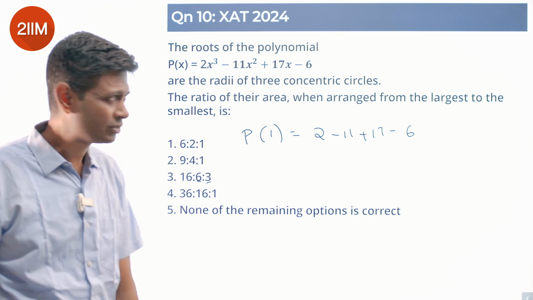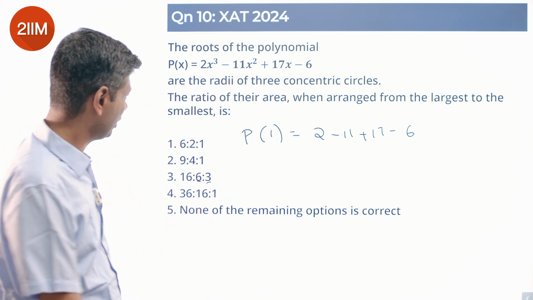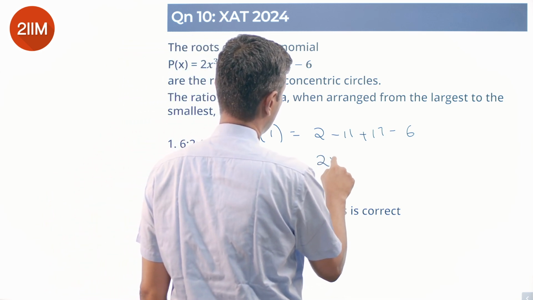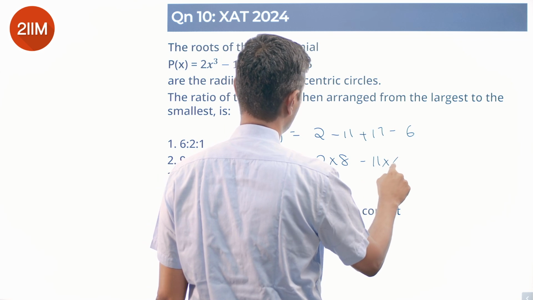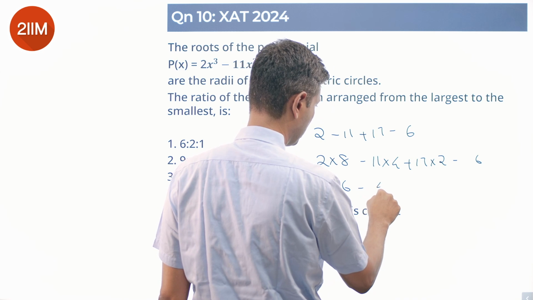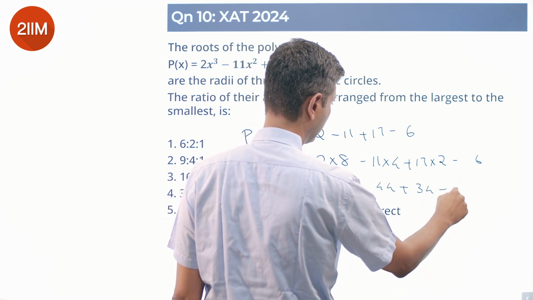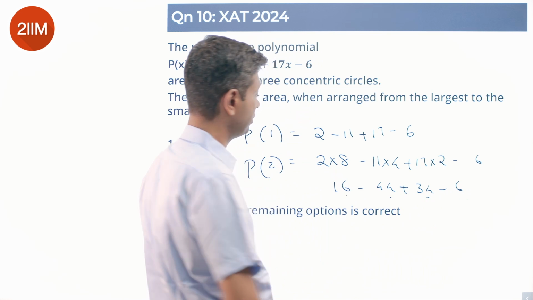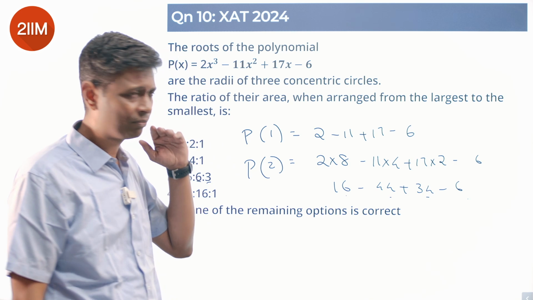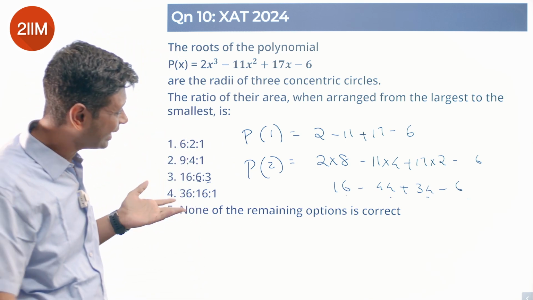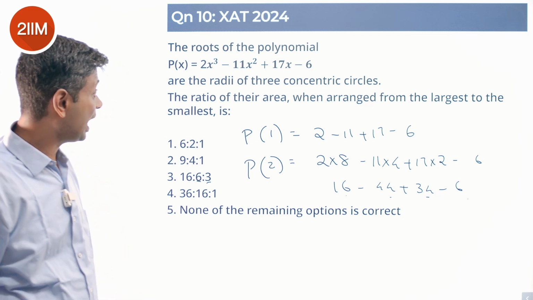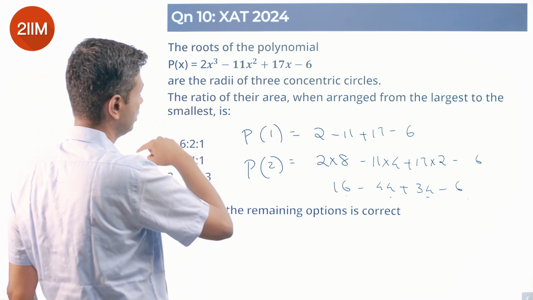I'm going to try 2. 0 doesn't work very clearly. 2 will try. What is P of 2? 2 into 8 minus 11 into 4 plus 17 into 2 minus 6. 16 minus 44 plus 34 minus 6. These two add up to 50, these two add up to 50. P of 2 is 0. 2 is a root of this, or x minus 2 is a factor. Now we can say 2 worked. Can I find another thing? Because one of the roots is 2, the other 2 roots, sum of the roots here is 11 by 2.